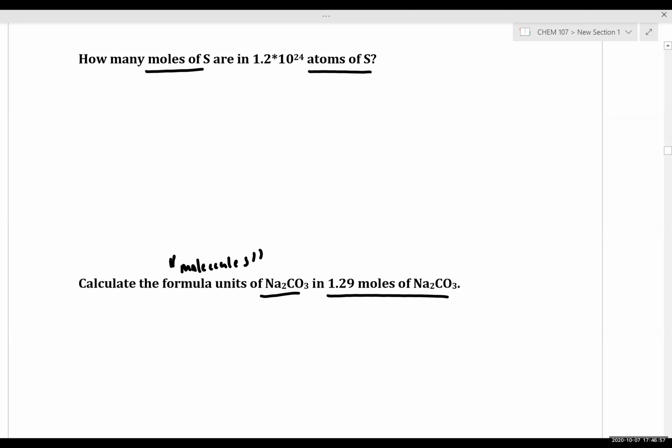Professor, I have a question about the atoms to moles. Since we are just using one conversion, 1 mole to 6.02 times 10 to the 23, right? Yep. So my question is, that 1.2, for example, in this question for the sulfur, if we have this many atoms, it should be the same for any other elements since we are not using anything specific. Yes, exactly.